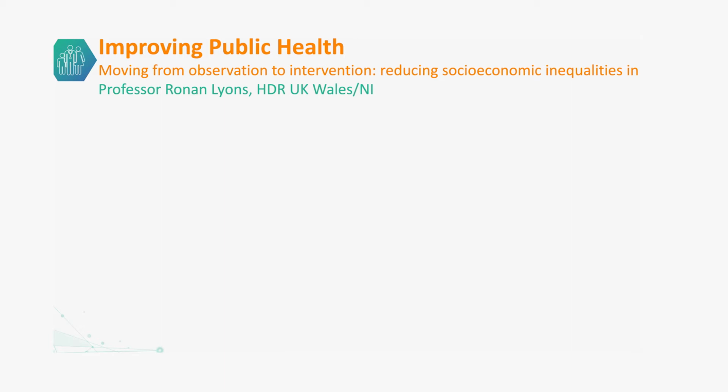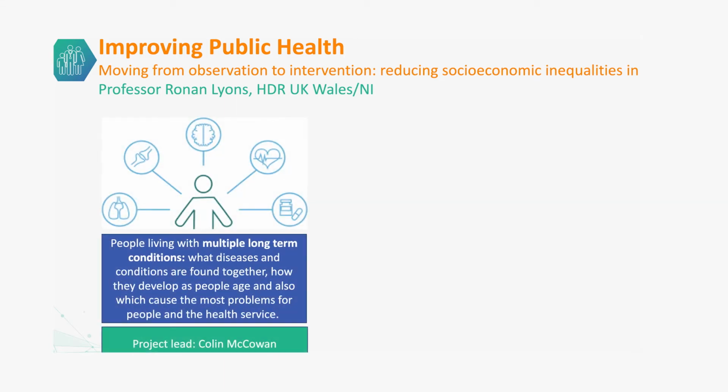Now to speak to you about a couple of specific project-based examples of public and patient engagement. One of our national priorities is improving public health. This takes a data-enabled approach to making observations from which insights can be gleaned for patient benefit, but moving from observation through to intervention and implementation as well, with a focus on reducing socioeconomic inequalities in health in particular. One project I wanted to speak to you about in terms of the PPIE approach looks at improving the lives of people living with multiple long-term conditions, often called multimorbidity. This project aims to understand better which diseases and conditions are found together in people, how they develop as people age, and also critically which cause the most problems for individuals and the health service more broadly.